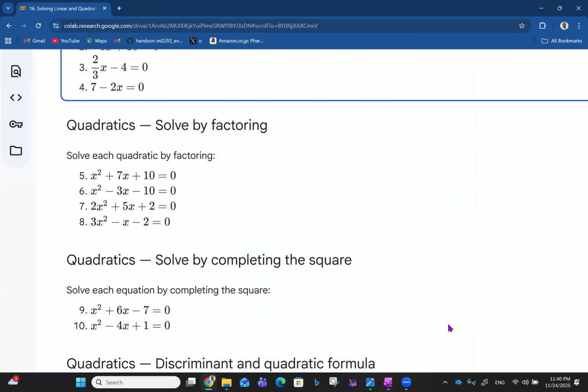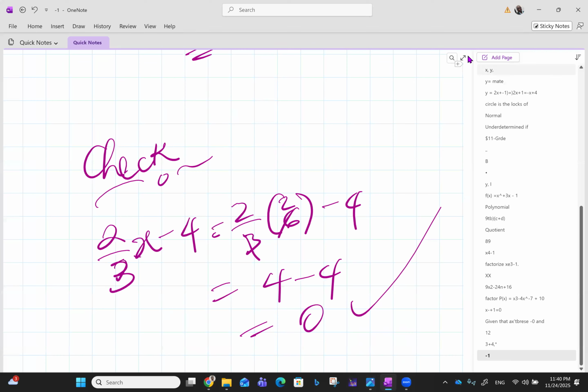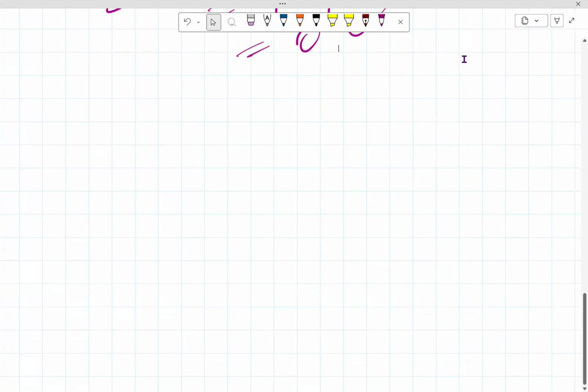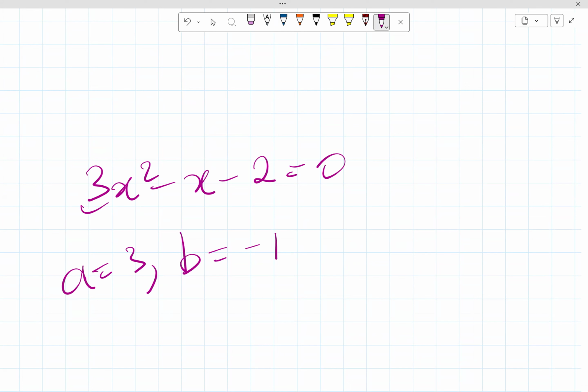Okay, this one says solve by factoring. Let me take what looks like the most difficult, number 8: 3x squared minus x minus 2. We want to solve by factoring. So you have 3x squared minus x minus 2 equals 0. A is 3, the coefficient here. B is minus 1, the coefficient of x. And C is minus 2, the constant right here.